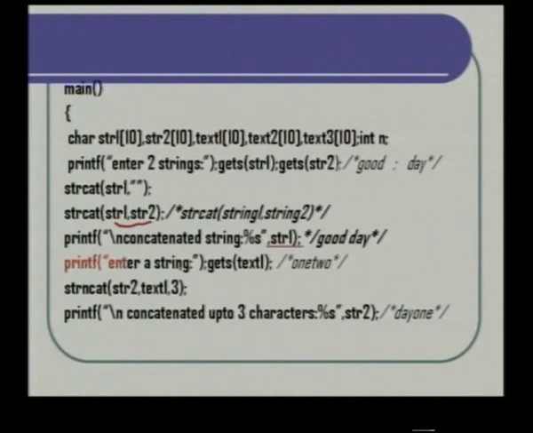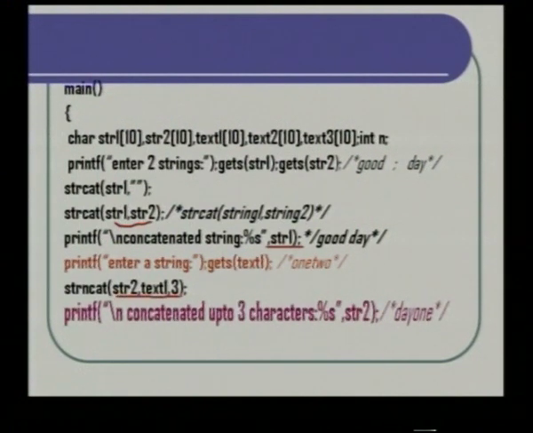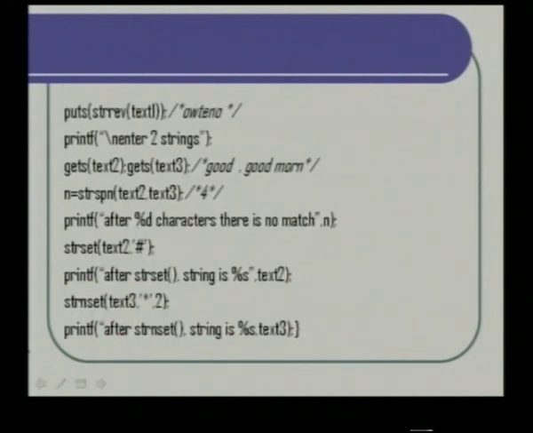Next I want to do the next string function. So, I am getting another set of text and I am concatenating only the first 3 characters. So, text 1 is "1 and 2", string 2 is "day", only the first 3 characters are concatenated. So, the result becomes "day 1". Then here I am reversing a string and printing it, I just have to call the string reverse function.